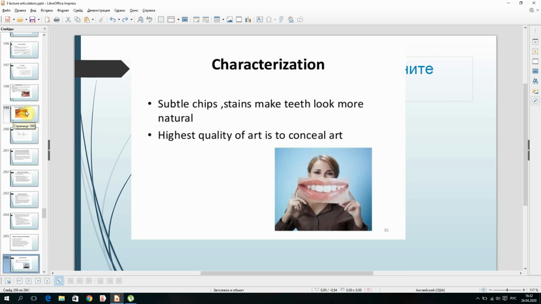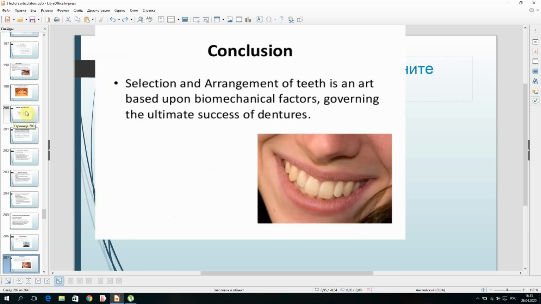Characterization. Subtle chips and stains make teeth look more natural. The highest quality of art is to conceal art. Conclusion. Selection and arrangement of teeth is an art based upon biomechanical factors governing the ultimate success of dentures.